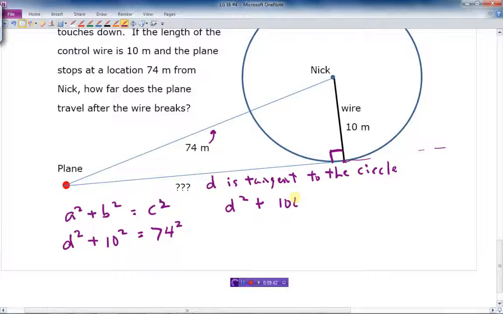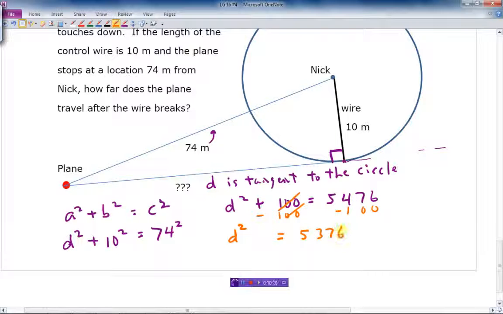I'm going to use a calculator for that because that's going to be pretty difficult to do. 74 times 74 equals 5476. And now I'm going to get rid of that 100, so d is by itself, minus 100. That's gone. I get d squared equals 5376.